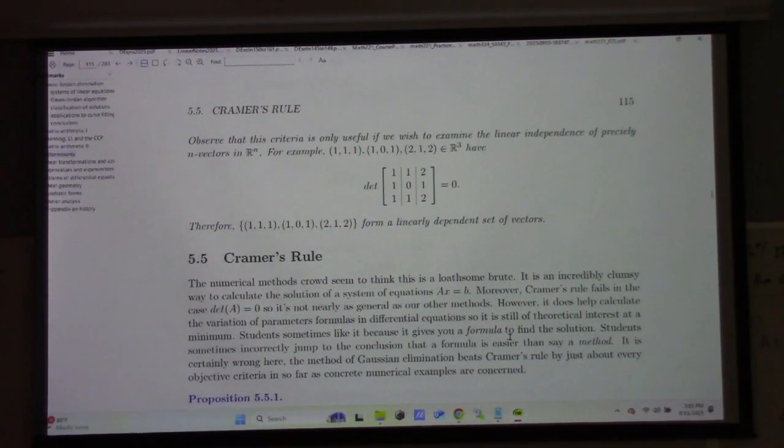And that brings us to Cramer's rule. Now, Cramer's rule I should write out.